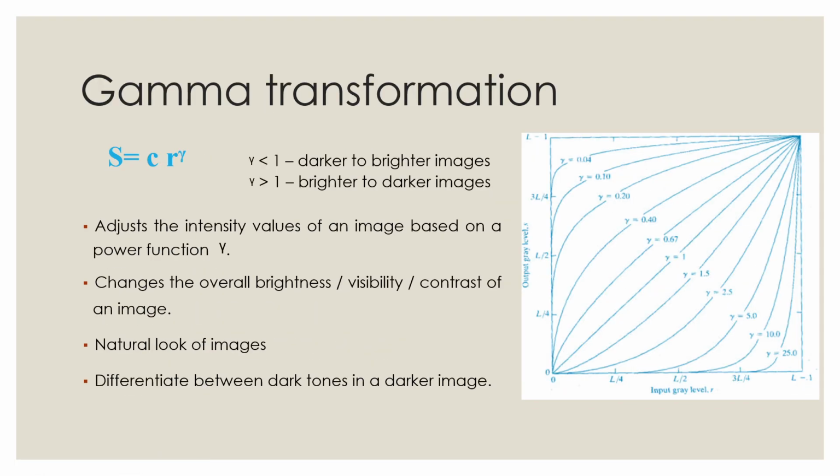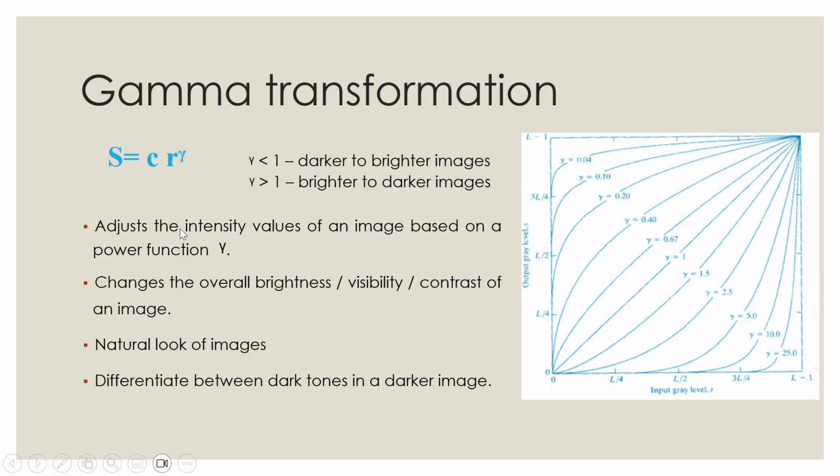Next is the gamma transformation. In the gamma transformation, S is equal to C into R power gamma. Here gamma is a factor which determines this transformation. When gamma value is less than 1, it converts darker images into brighter images. Whereas when gamma value is greater than 1, it converts brighter images into darker images.